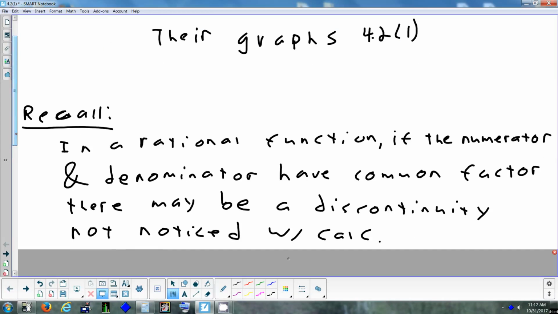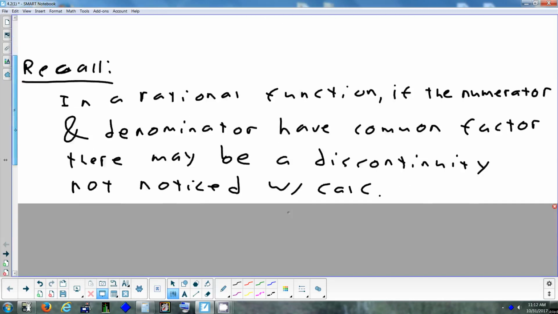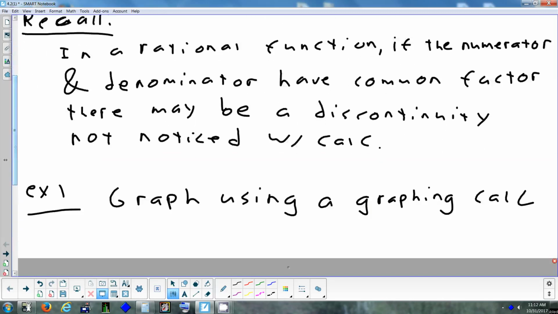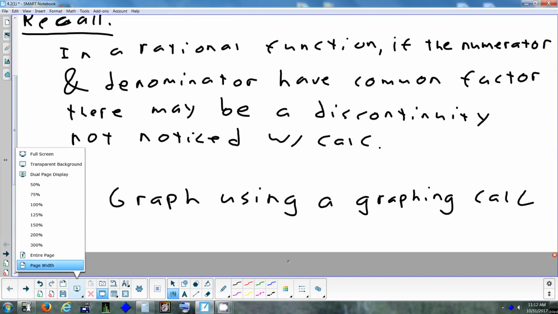You get a very small hole, and it's something that you can't notice with the calculator. No matter how much you zoom in, you're never going to see a hole on the calculator. So let's just try graphing a couple things that have holes, just so we can remember what they look like and see what happens.